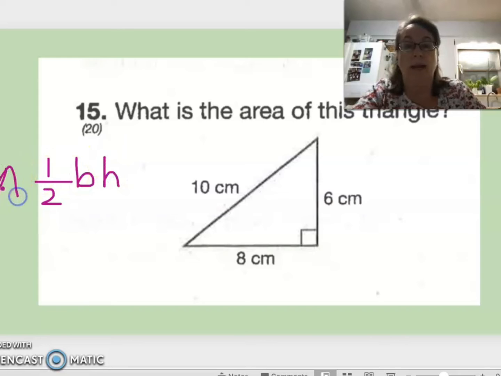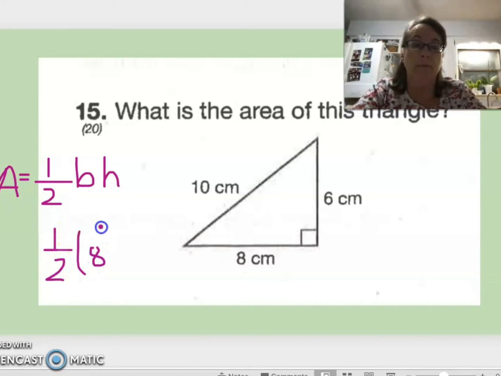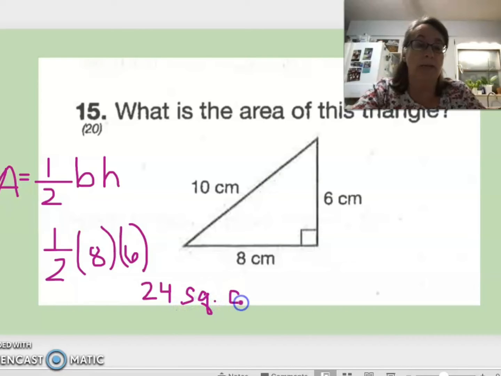Okay, so you should write your formula on as part of your work. So here I have a right triangle. When I have a right triangle, the base is one leg and the height is the other leg. So it's going to be 1/2 times 8 times 6. And 1/2 of 8 is 4, and 4 times 6 is 24. We have 24 square centimeters because area is always in square units.